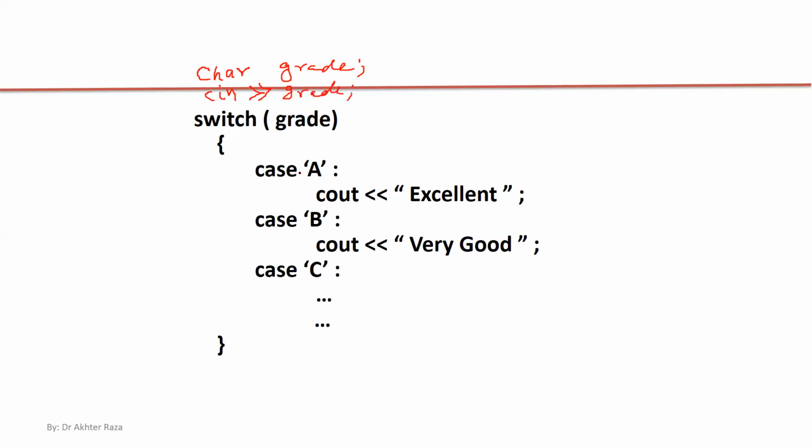If grade is equal to A, then excellent. If grade is equal to B, then very good. If grade is equal to C, then the multiple choices we have. If this choice is fulfilled, then this action will be taken. If this choice is fulfilled, then this action will be taken, and so on. For the different choices, we have to take an action accordingly.